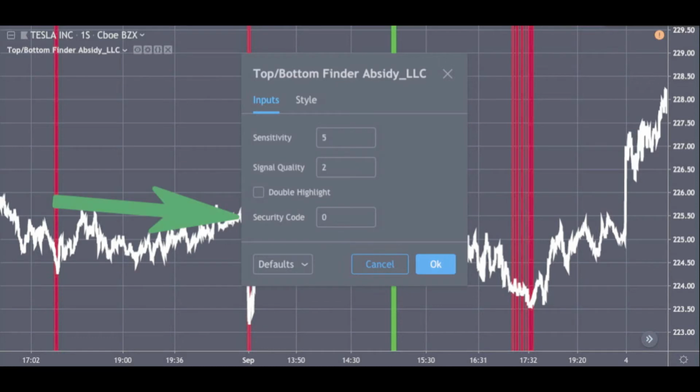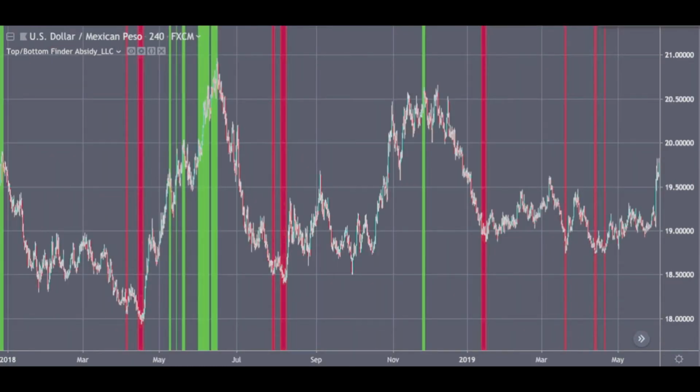Then, just enter the security code you were given and hit OK. If there are any issues about installing this indicator on your chart, please refer to the video where we show you how to install an indicator and how to save the security code that you were given.